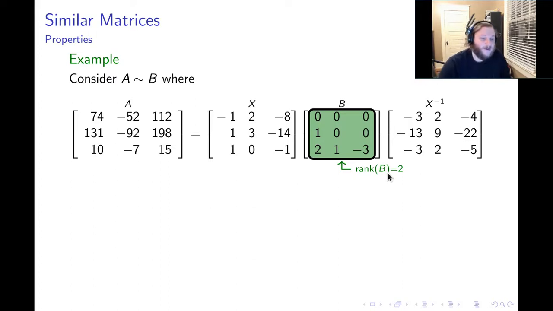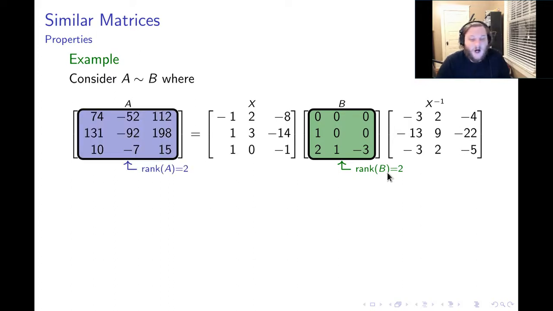This automatically tells me that the rank of A is also 2, because A and B are similar, and similar matrices always have the same rank. This is nowhere near as easy to see in the matrix A, which is why it's beneficial to know that A is similar to B here.